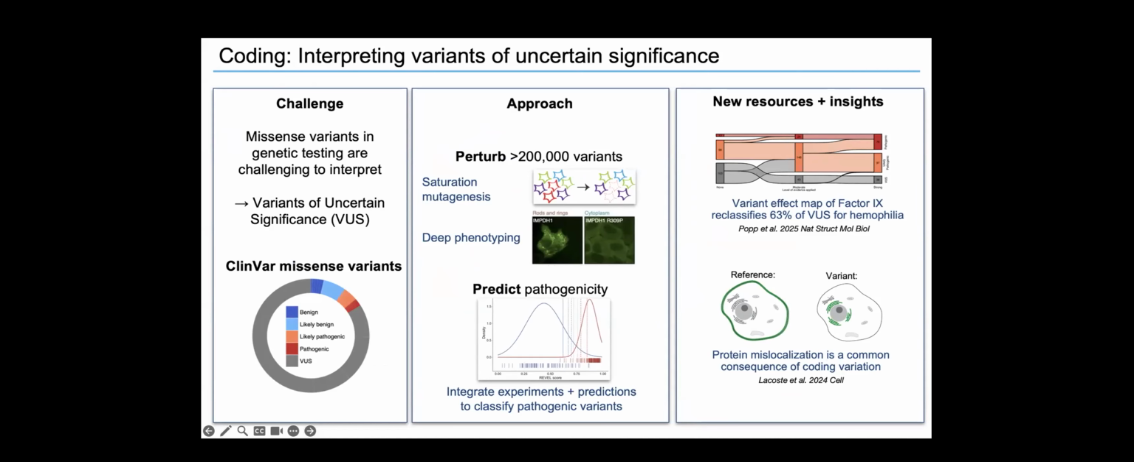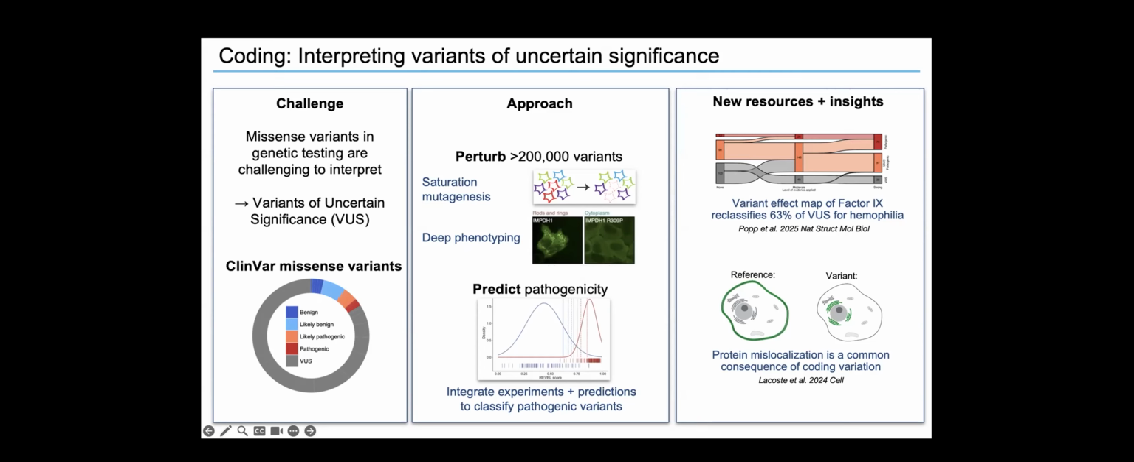Toward this goal, IGVF is perturbing more than 200,000 variants in or around coding sequences, including saturation mutagenesis around certain genes where genetic diagnosis is clinically actionable, and deep phenotyping of selected variants across many more disease genes. These perturbation data are being combined with other computational annotations to develop new models to reclassify VUS.